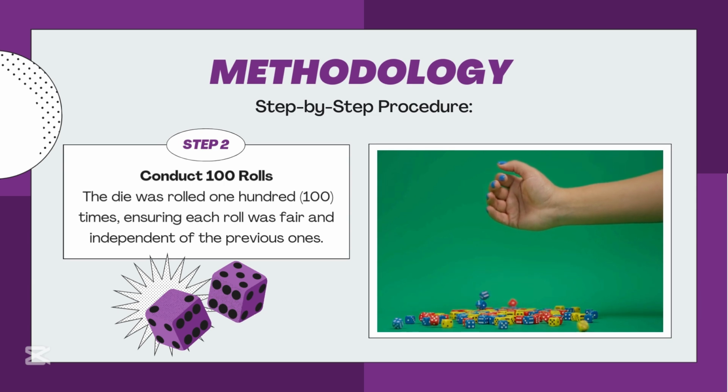The second step is to conduct 100 rolls. The die was rolled a total of 100 times for each run, and each roll was done one at a time to ensure fairness. Care was taken to avoid any influence or bias in the way the die was thrown, and the surface used was flat to make sure each roll was as random as possible.